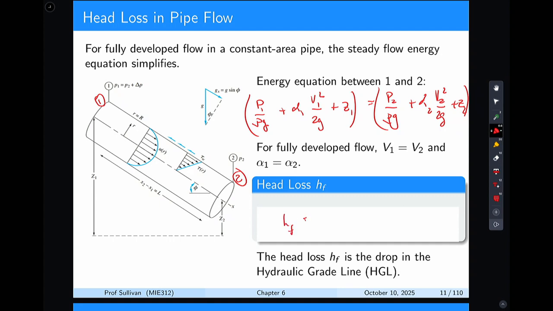the head loss is just going to be Z1 minus Z2 plus P1 minus P2 over rho g. And velocity disappears, of course, because it's fully developed flow. And if it's fully developed flow, velocity 1 equals velocity 2. And that head loss is the drop in the hydraulic grade line. So you've looked at these energy equations, modified Bernoullis and all sorts of approaches to describe the same thing.